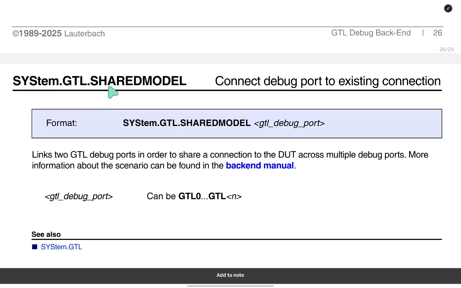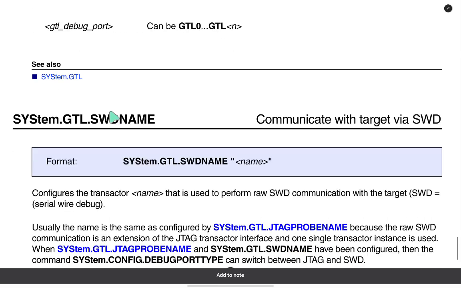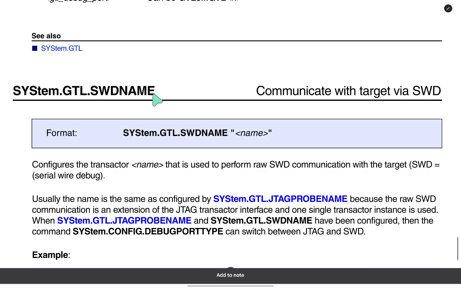sys.gtl.share models, connect the debug port to the existing connection. Links to the GTL debug ports in order to share the connection to the DUT across multiple debug ports. More information about the scenario can be found in the backend manual. GTL debug port, shared model.